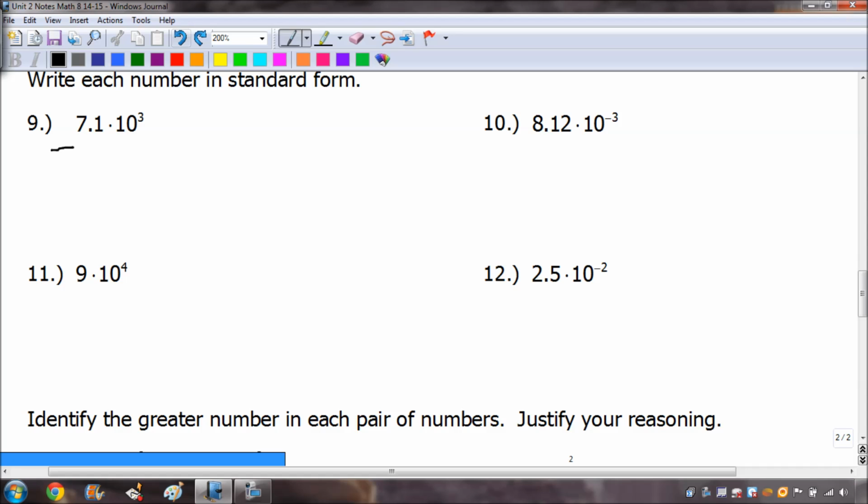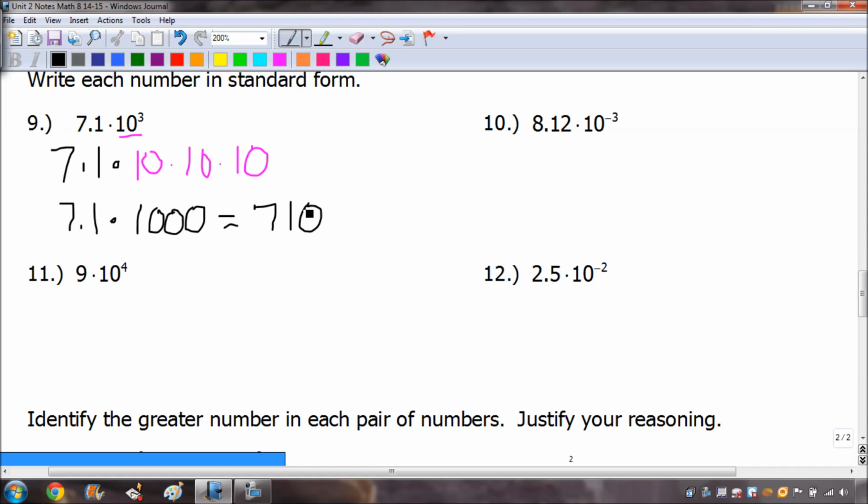7.1 times 10 to the third power means 7.1 times 10 times 10 times 10. Now you should be able to figure out what 10 times 10 times 10 is. Hopefully you know that 10 times 10 is 100, and then 100 times 10 is 1,000. So this ends up being 7.1 times 1,000. If you've got 7 sets of 1,000, it's going to be 7,000, and then this right here is 0.1 of 1,000, so it's 7,100.